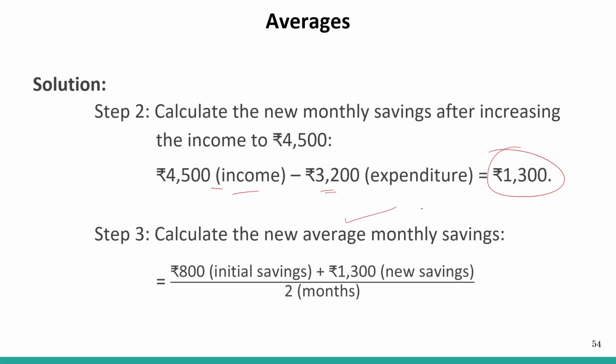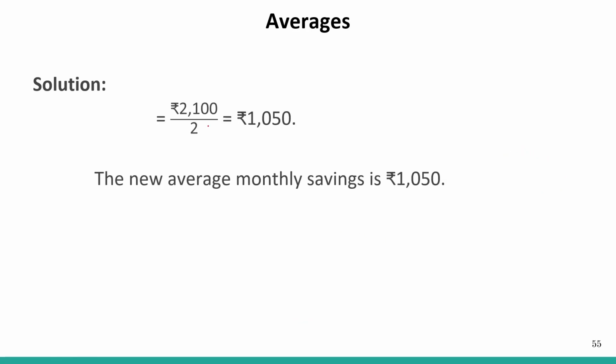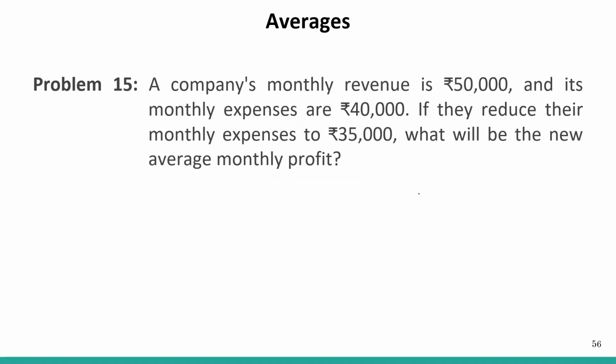So calculating the new average monthly savings: 800 initial savings plus 1,300 new savings, divided by 2 months, because we have assumed this is the first month and this is the second month. So 2,100 divided by 2 is equal to 1,050. So the average monthly savings is 1,050. Let's see problem number 15.